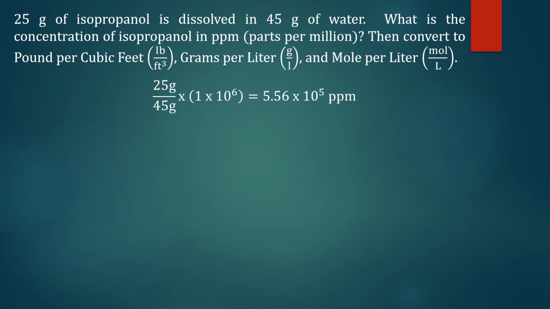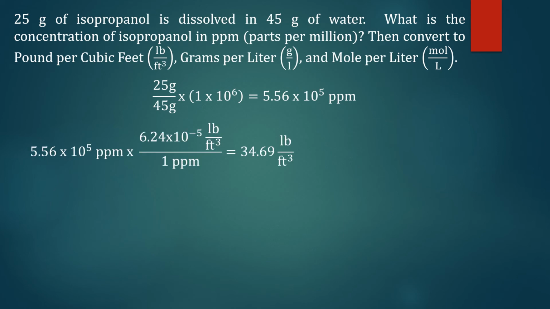Just simply divide the mass of the solute to the mass of the solvent, and then multiply it in 1 million, or 1 times 10 raised to 6. So the answer would be 5.56 times 10 raised to 5 parts per million. So now we will be converting the parts per million into pound per cubic feet, grams per liter, and mole per liter accordingly. Okay, here.